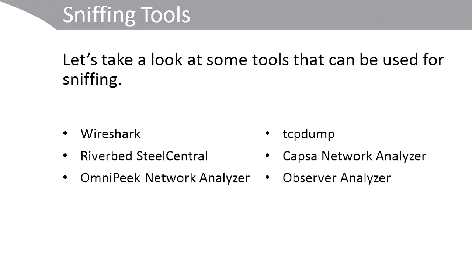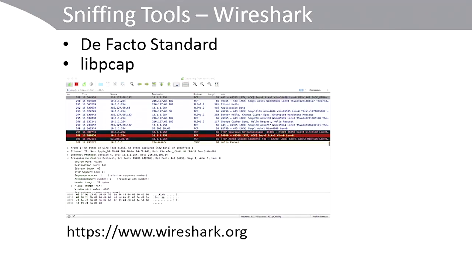Let's take a look at some tools that can be used to sniff network traffic. There are several different tools available to capture traffic, the most popular being Wireshark and tcpdump. Both of these options are free, and there are some commercial options available as well, such as Riverbed SteelCentral, CAPSA, OmniPeak, and Observer Analyzer.